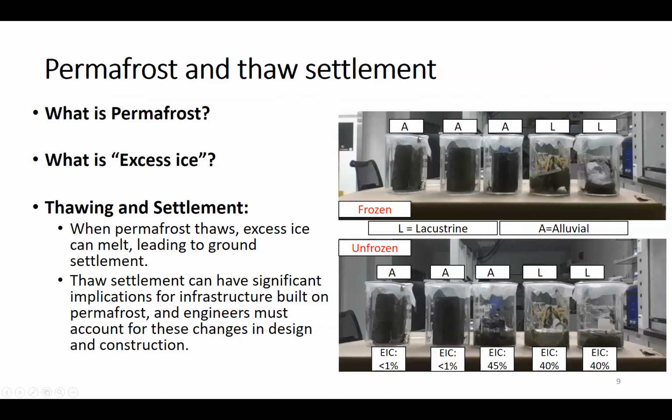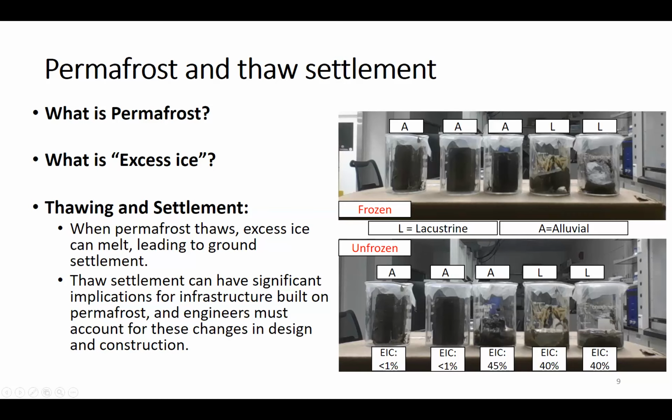Okay. According to what I do at the lab, let's go to permafrost and frost settlement. What is permafrost? Permafrost refers to a type of ground or soil that remains continuously frozen for a specific period, typically two or more consecutive years. And permafrost is found in the northern part, in regions with cold climates such as high latitude and high altitude. And excess ice represents the ground ice that exceeds the pore space.